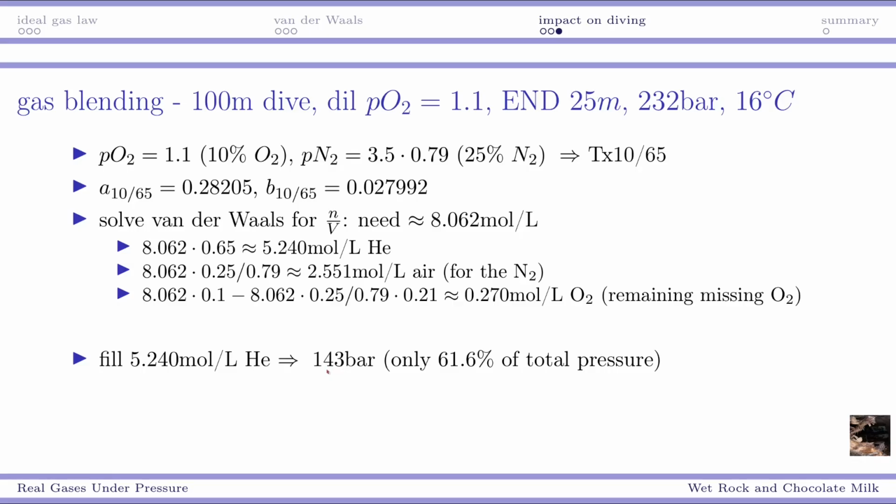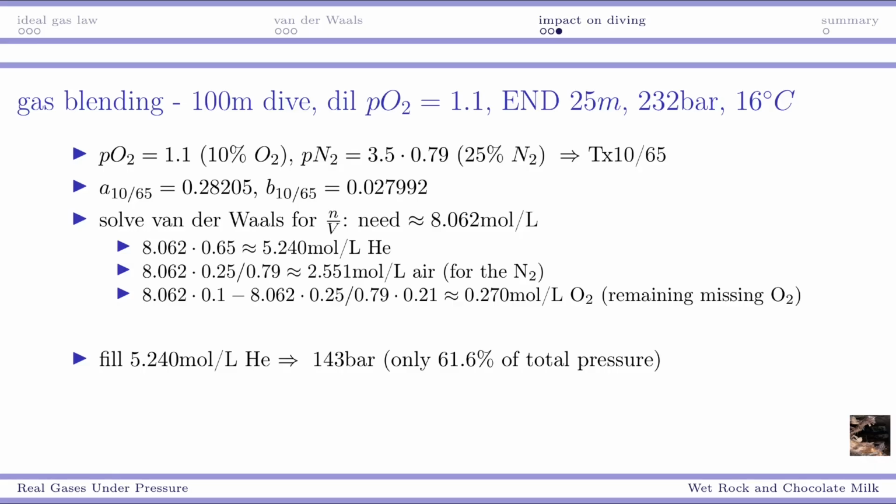143 bar. Now, if we cross-check this against the 232 that we're trying to fill to, 143 is only 61.6% of the total pressure that we want to achieve. The ideal gas law would say that we need to fill 65%. So this is a 4% difference in fill pressure that we're looking at. And if we weren't taking van der Waals into account here, that would already be noticeable.